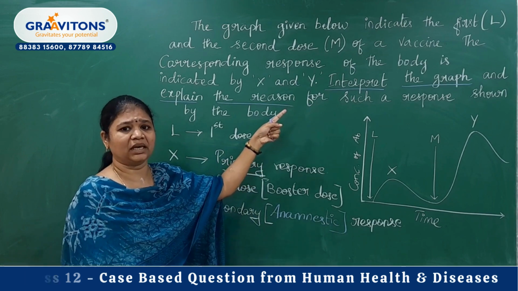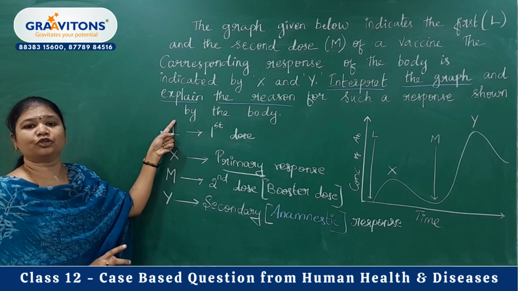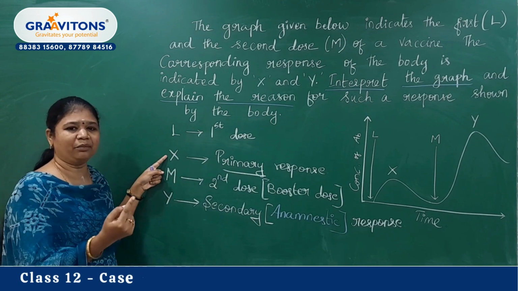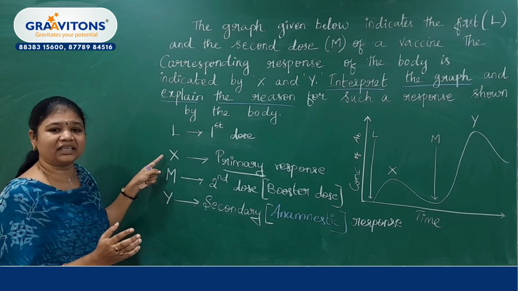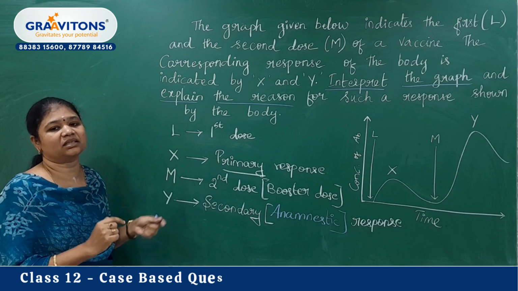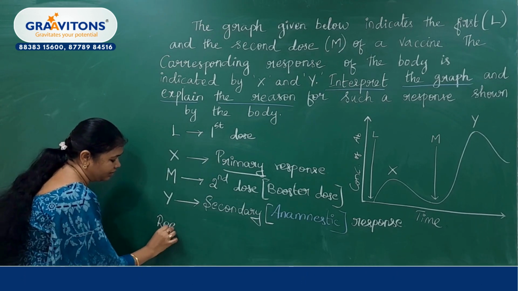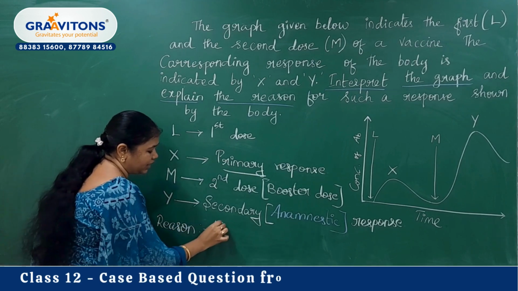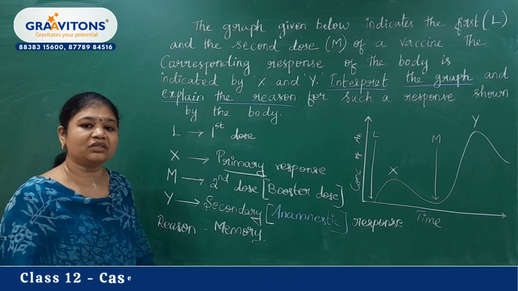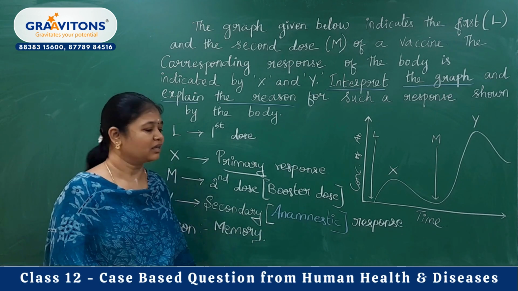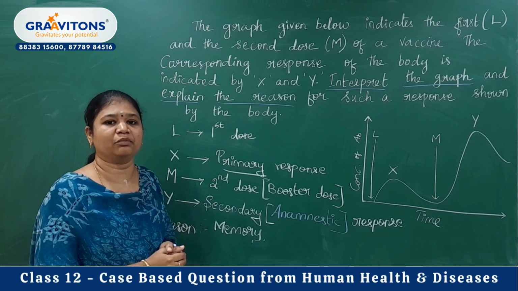One part of the question is completed. Second part of the question: explain the reason for such a response shown by the body. So X is the first-time introduction, so the response will be slower. But what will happen after X? The memory T cells and B cells will be created. So the reason for such a response is the memory created of the pathogen. Our immune system will remember the type of pathogen that entered the first time. The second time, it will show a very highly intensified immune response.